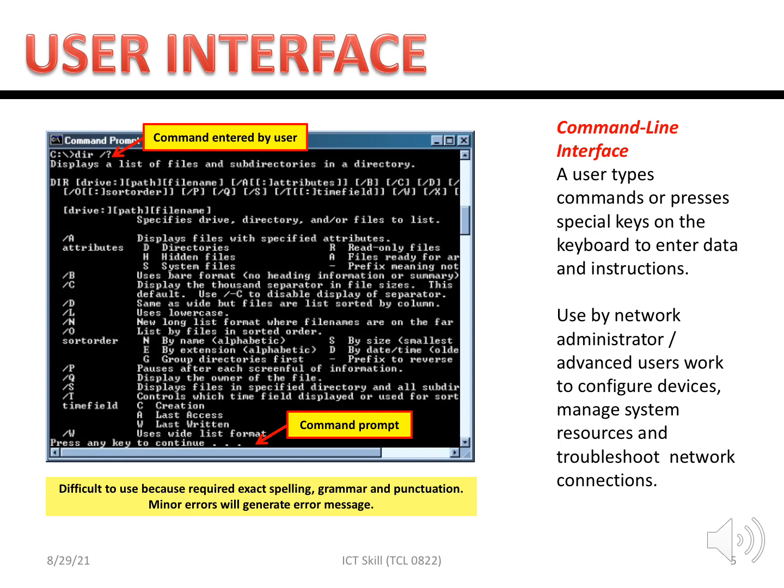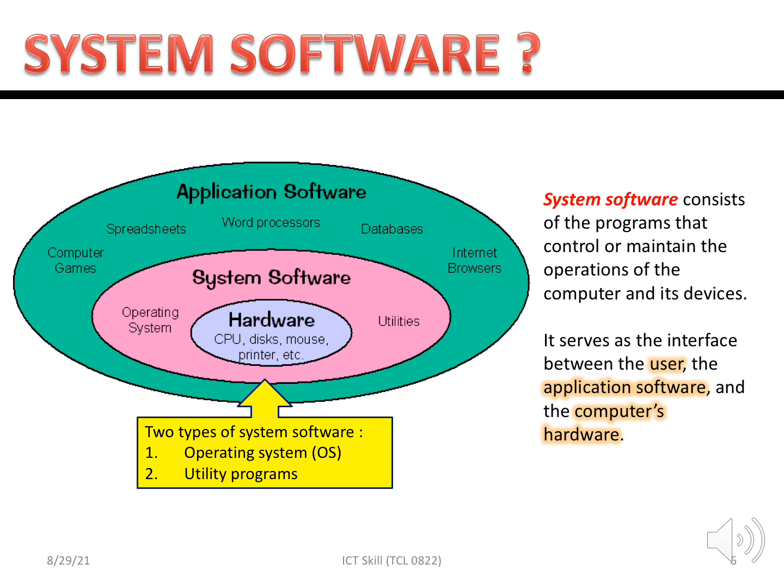Now I go to the first type of software, which is system software. For software we have two types: system software and application software. For system software we have two types, which are operating system and utility programs. A system software consists of the programs that control and maintain the operations of the computer, and they serve as the interface between the user, the application software, and the computer hardware.